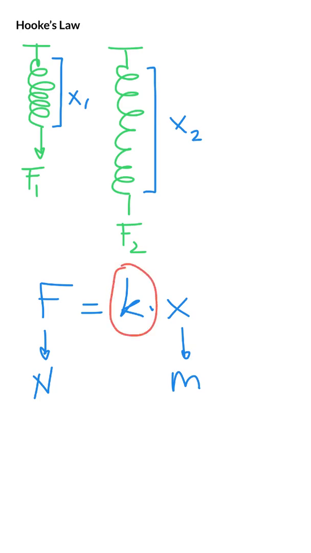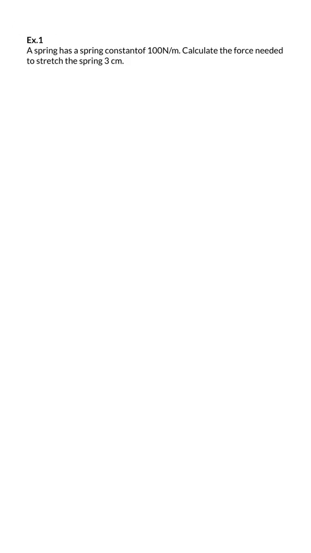So it depends on the material of the spring, if it is big or small, things like that. But the unit is always Newton per meter. We have to work in the international system of units, as we know. Okay, so let's solve example number 1.